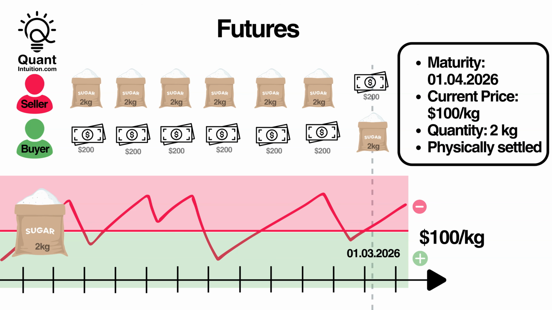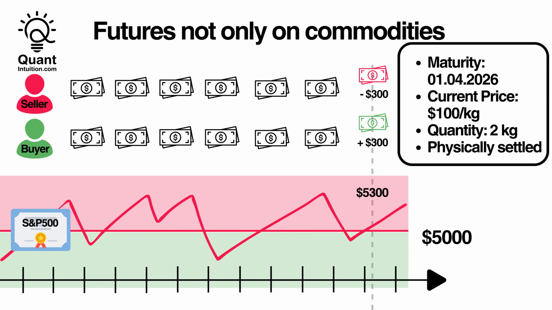Moreover, futures contracts are not only limited to commodities like sugar. They also cover a wide array of other assets, such as indices like the S&P 500. The process for these is very similar, but with a key difference. Index futures are cash settled.